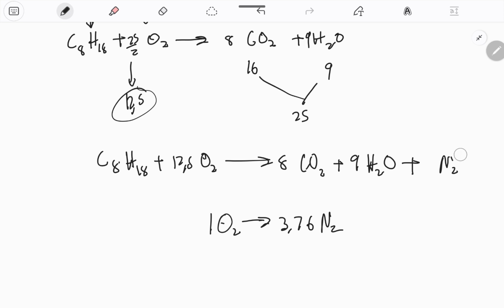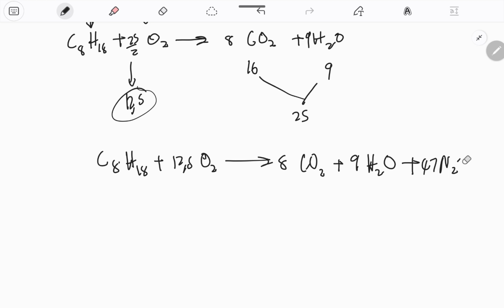So now, because we've got this much of oxygen, we should have got this much of nitrogen. So that will be 12.5 by 3.76, whatever. So I think we'll get 47 here. Good. So you have everything balanced out.